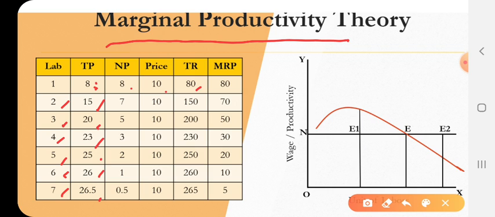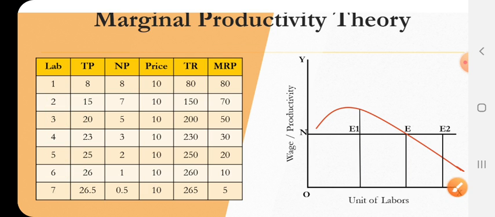So what I mean to say here is, however I increase the labors, I am going to increase the production. I'm not going to lose here, but what is the difference? Here we call it marginal product. This is not NP, this is not net product, this is marginal product. Please correct yourself.